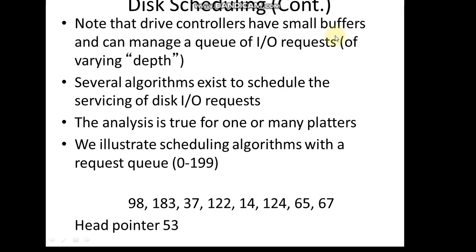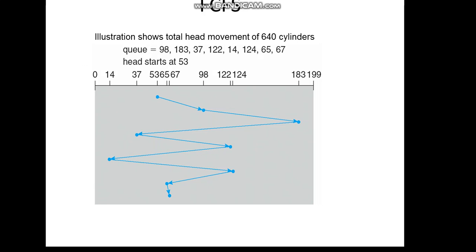Hello students. In the last class we have seen one of the disk scheduling algorithms, that is FCFS, first come first serve. We'll just revise what we have done. We have taken this example of a request queue where the cylinder numbers range between 0 to 199 and the head pointer is at 53. This is what we have seen in the last class.